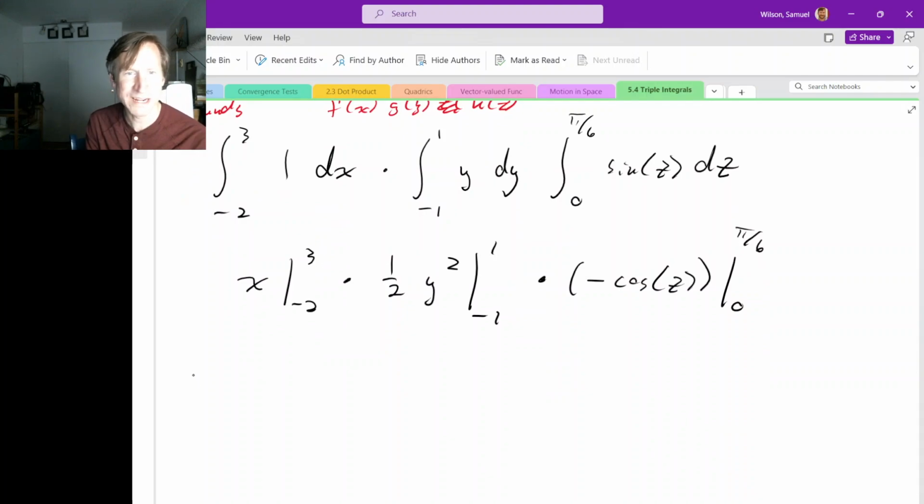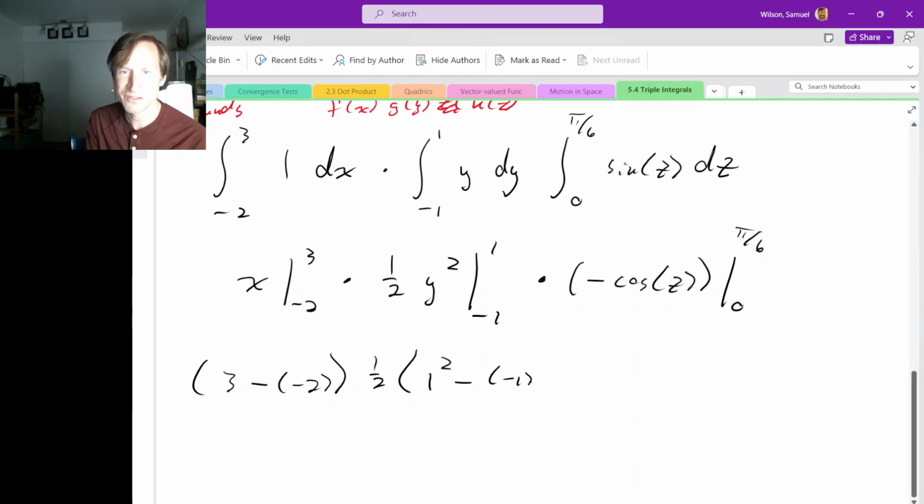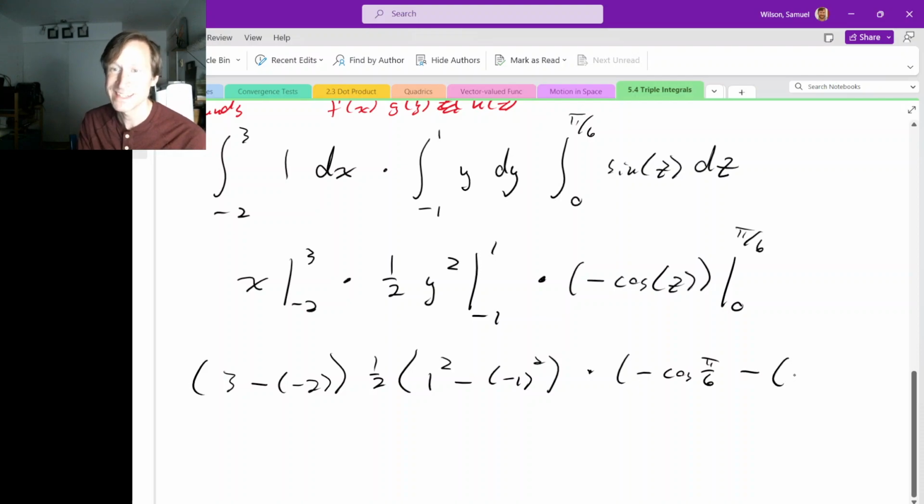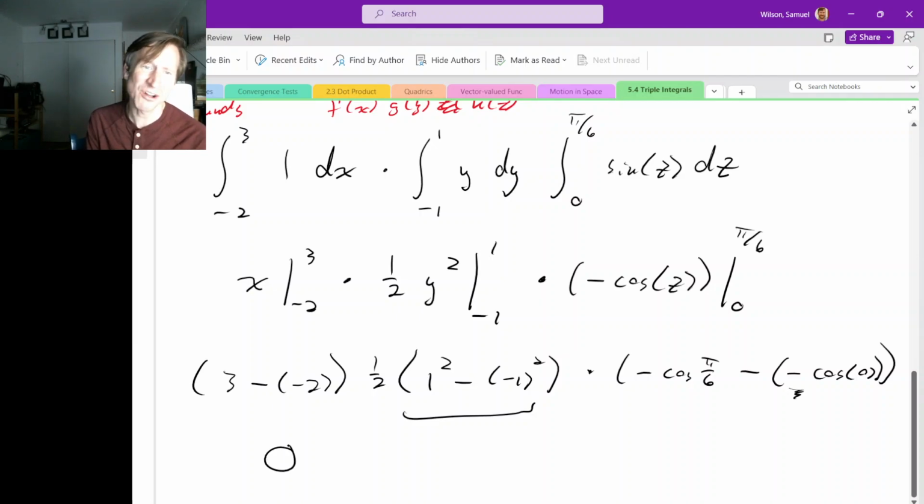Okay, now we can evaluate everything. So for our x factor, it's 3 minus -2. For our y factor, it's 1/2 times 1 squared minus (-1) squared. And for our cosine factor, it's minus cosine pi over 6 minus negative cosine of 0. Don't drop a minus sign here, careful. Of course, none of this matters because this middle factor is 0. So in fact, all of this stuff multiplies out to 0 in the end. So this is the total charge.